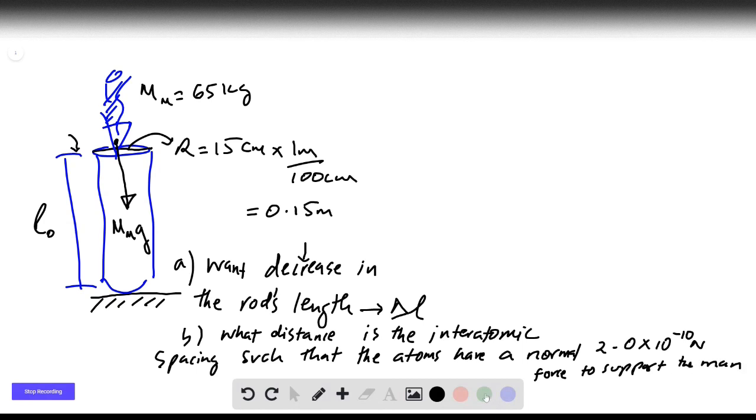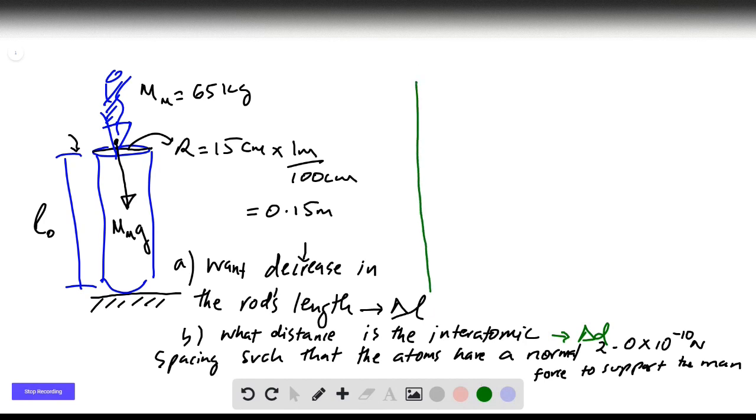So that's kind of what's happening in this problem. We have a steel rod that's supporting a man, and we want to find the decrease in length and also the distance. That distance, we're going to call it delta D. So we have delta L and delta D.